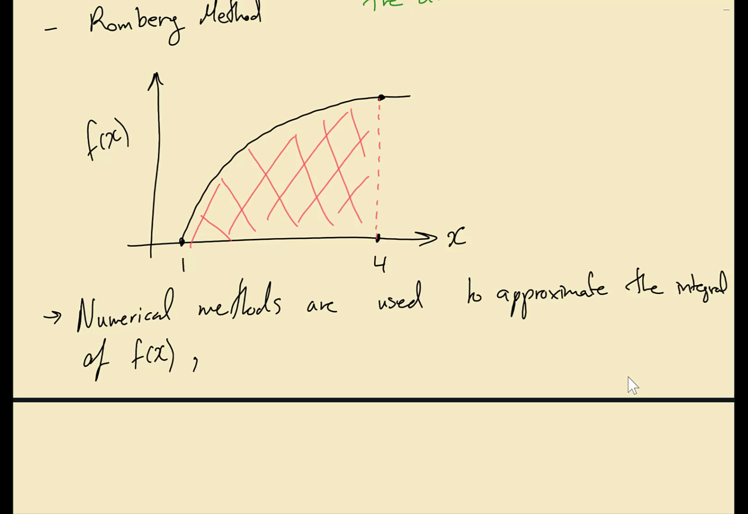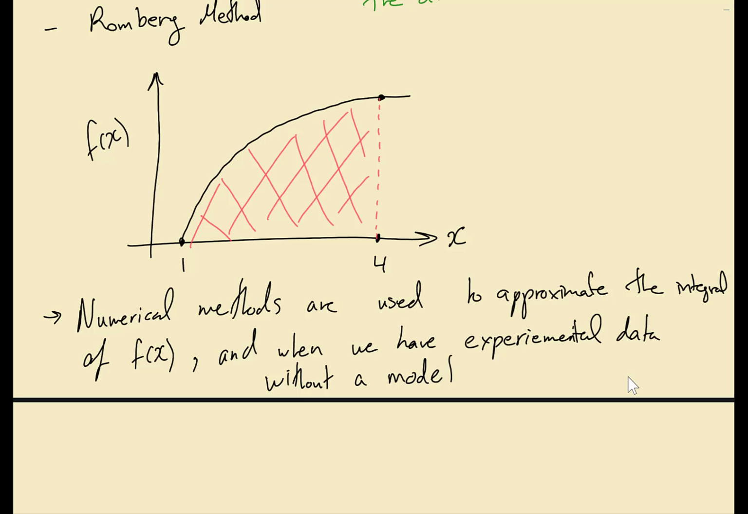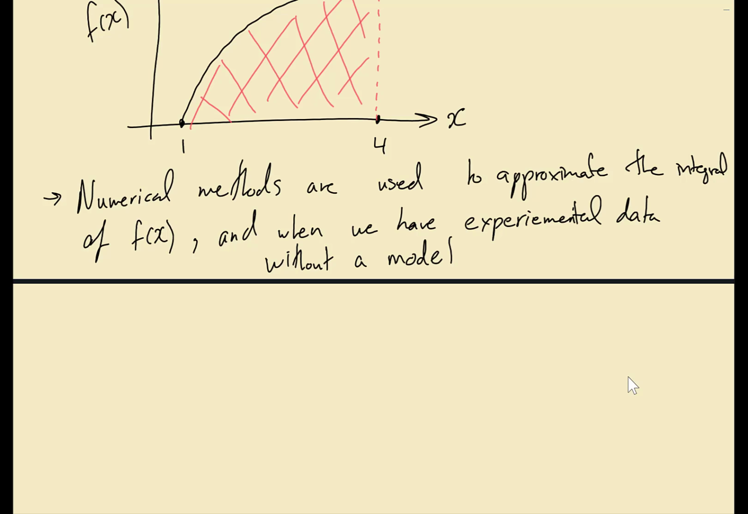All right, so then, when we have experimental data without a model. So a function would typically be the model of a system, right? So if you don't have a model, then you just use the points as is.